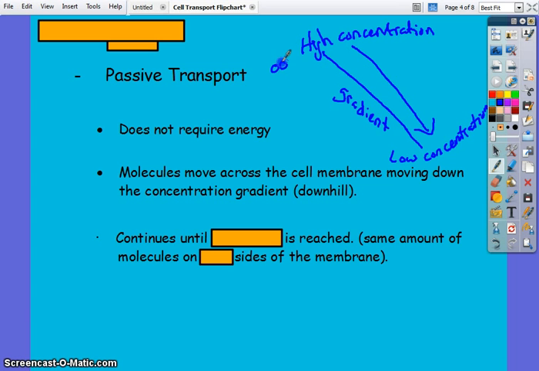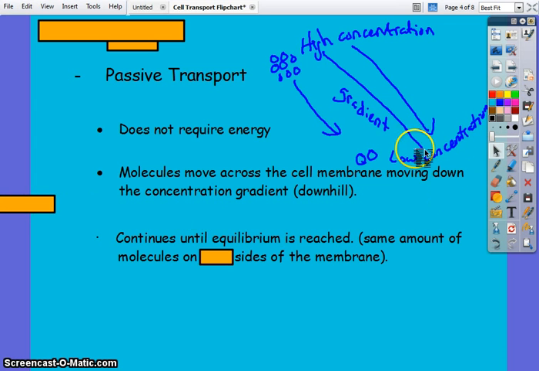So if I have, say, 8 molecules of something here and only 2 down here, okay, so if you have 8 molecules up here and 2 down here, this has your high concentration, this has your low concentration. Passive transport means it's not going to require energy, and molecules are just going to float down to here. And this is going to continue until equilibrium is reached. And what that means is the same amount of molecules are on both sides of the membrane.